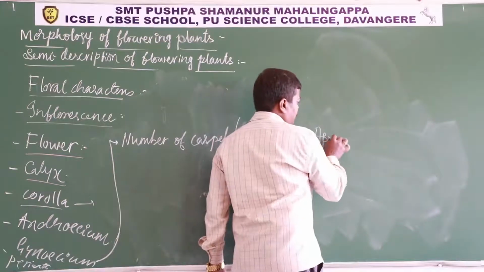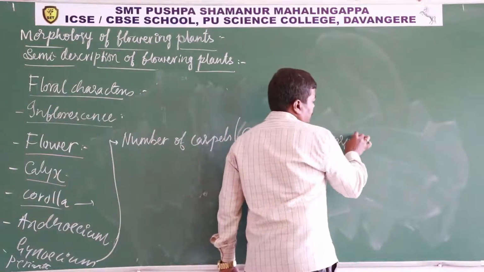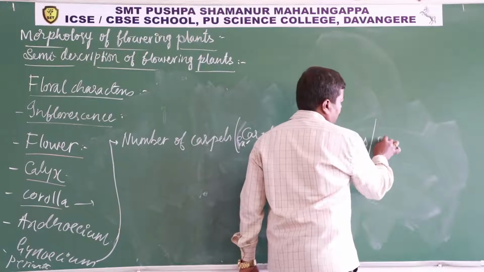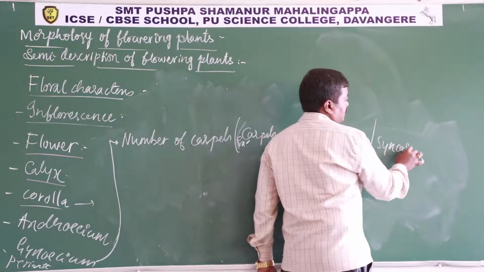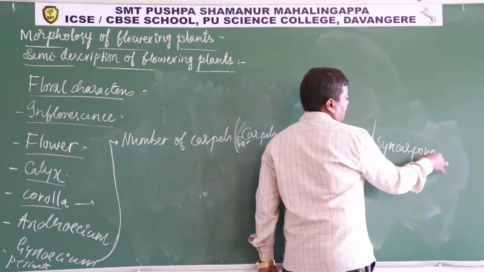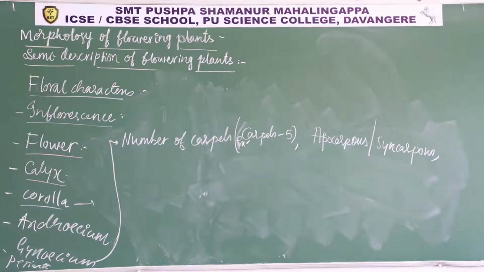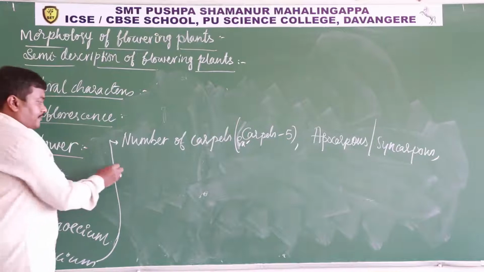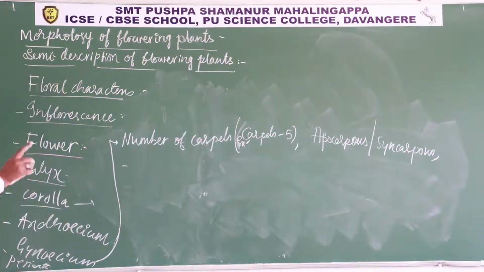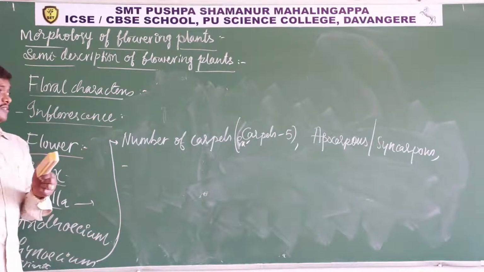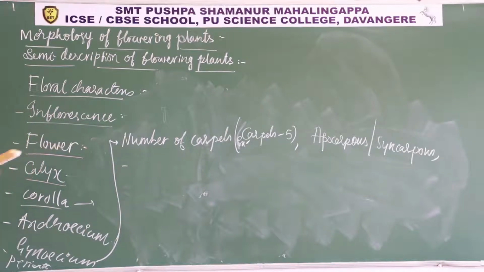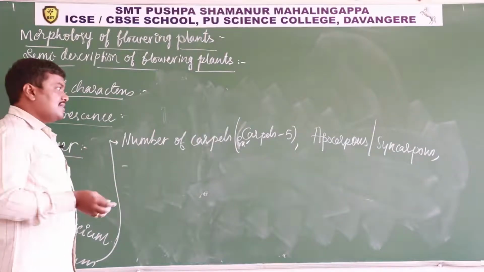apocarpous or syncarpous. So you need to say whether it is apocarpous or syncarpous. Okay. So apocarpous: if two or many carpels are there and all the carpels are free, not united, the condition is called apocarpous. Then syncarpous: all the carpels are united, so the condition is called syncarpous.